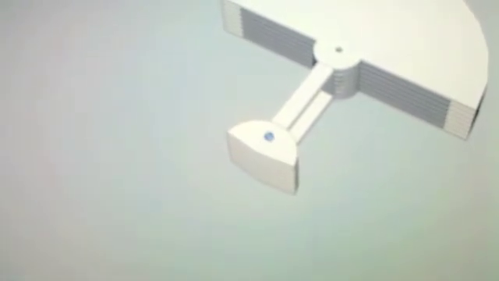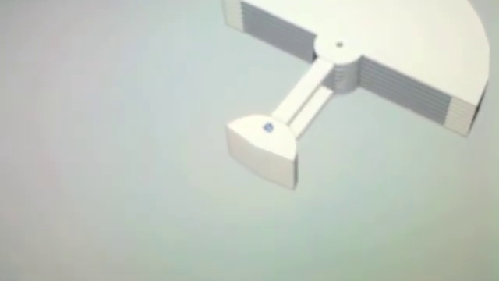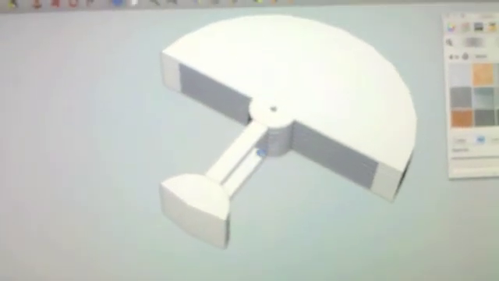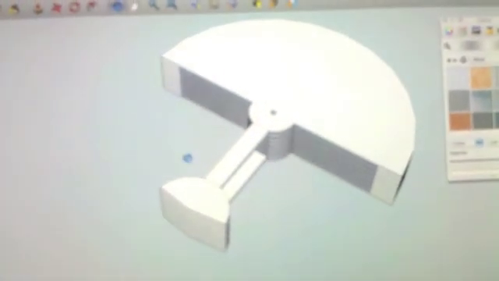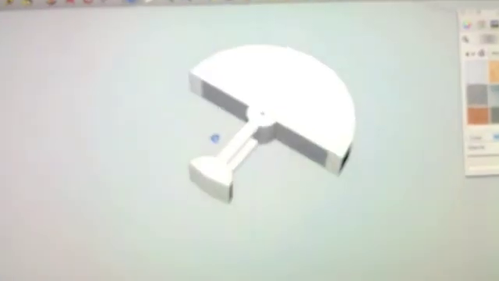And you'll be able to balance, hopefully be able to balance this out. Anyway, that's the displacer.